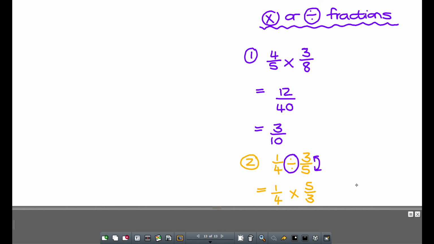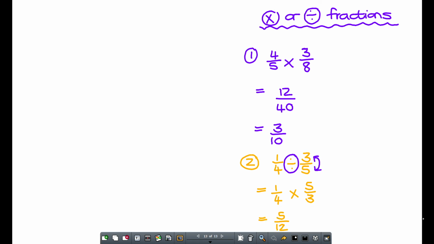Now I could go and cancel out, but in this case, there wasn't anything to cancel out. So all we can do now is multiply the top with each other, and then multiply the bottom with each other. 1 times 5 gave me 5, and at the bottom, 4 times 3 gave me 12.